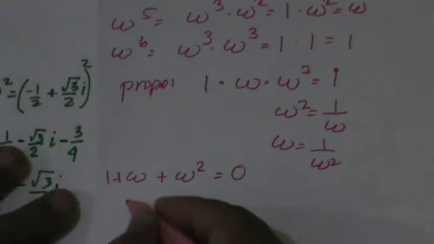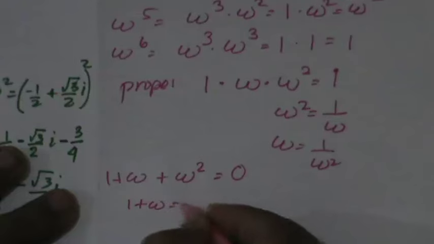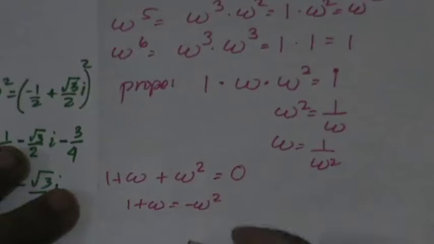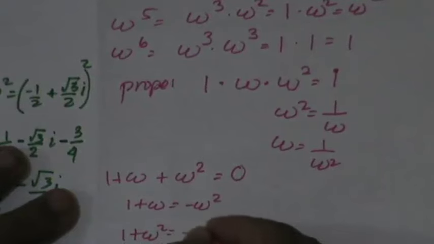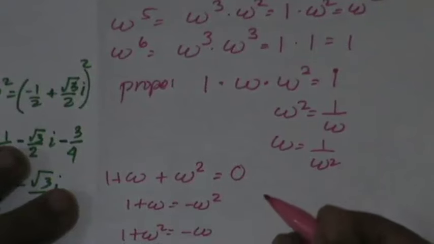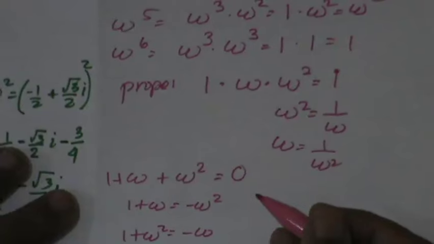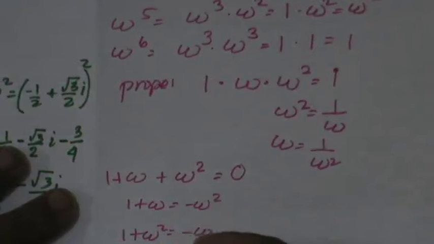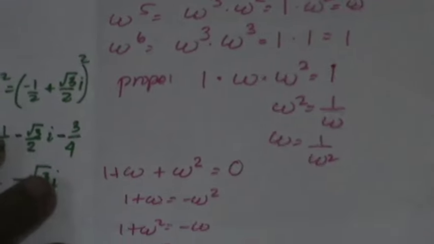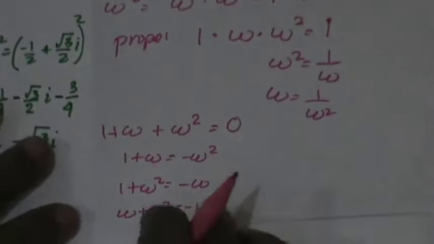So what you can say is that 1 plus omega is negative omega squared, or 1 plus omega squared is equal to negative of your omega, or we can say that omega plus omega squared is equal to negative 1. So you can take all of these properties. Now, why is this important?